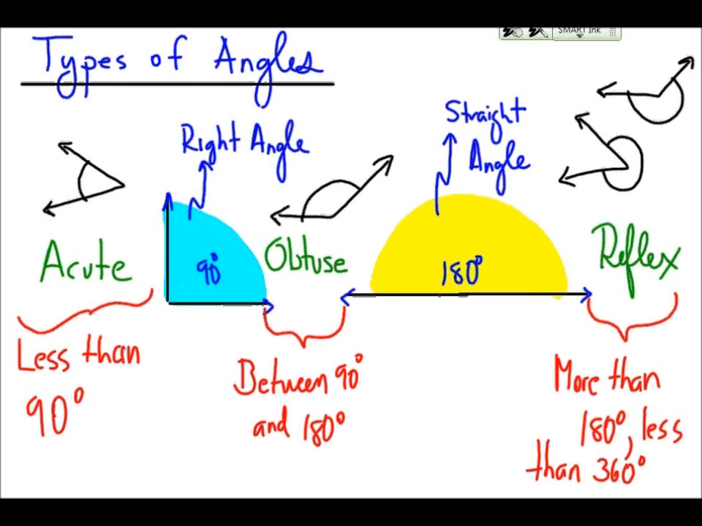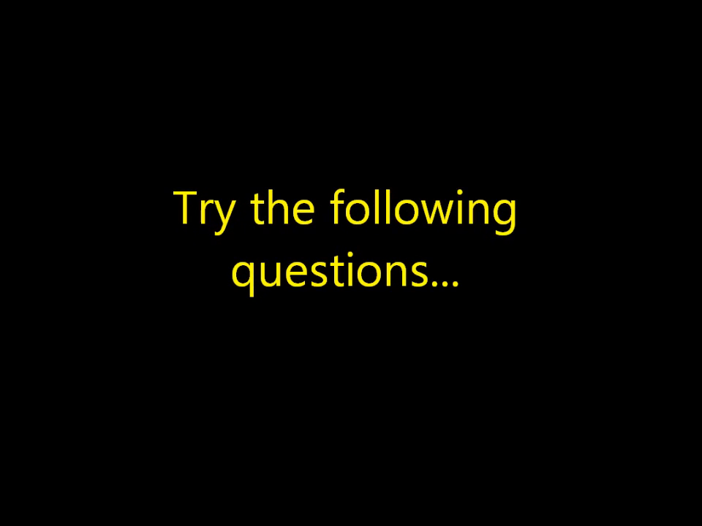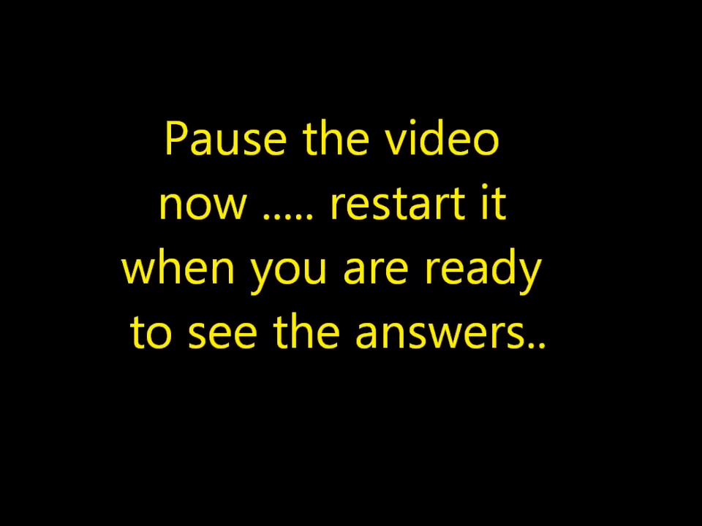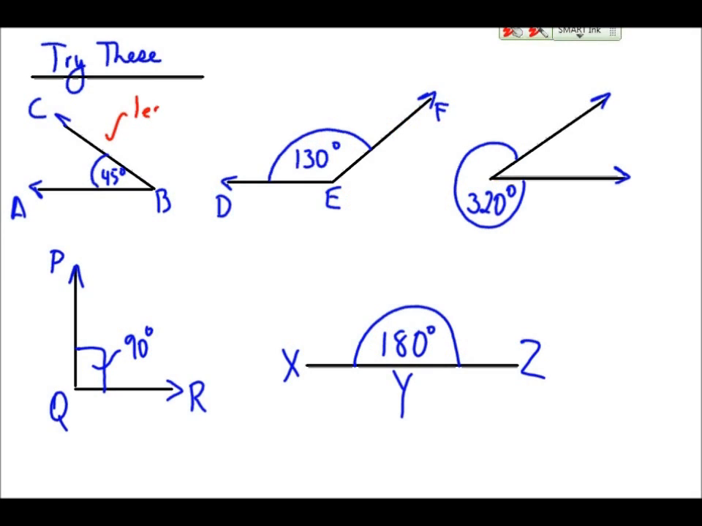Let's try a few questions. Look at these and pause the video. Answer what types they are, and then restart the video to see if your answers were correct. Alright, this first one's less than 90 degrees, and because it's less than 90 degrees, it's acute. This second angle, DEF or FED, it's between 90 and 180 degrees, therefore it's an obtuse angle.